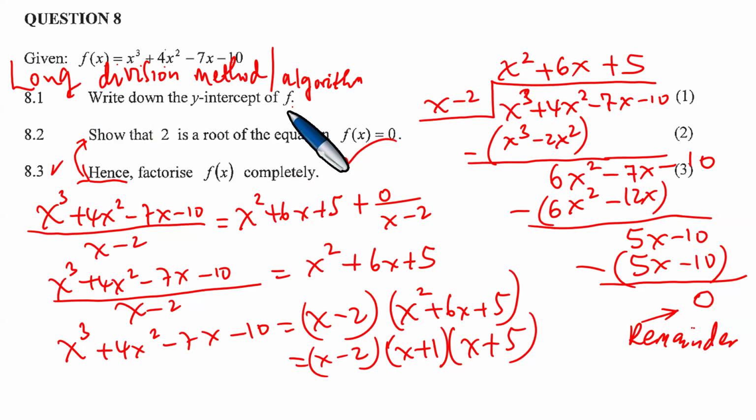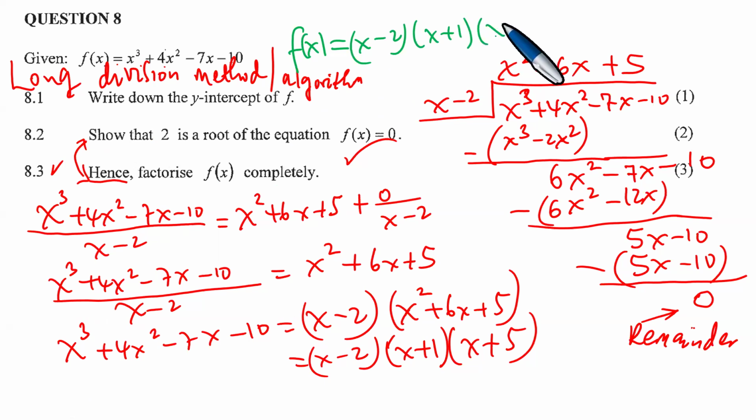So the final answer, therefore, must be written as follows. I'm going to write the final answer in green color. F of x is, as we've already factorized, x minus 2 in parentheses, x plus 1, and x plus 5. We have factorized f of x completely, and we've done that.